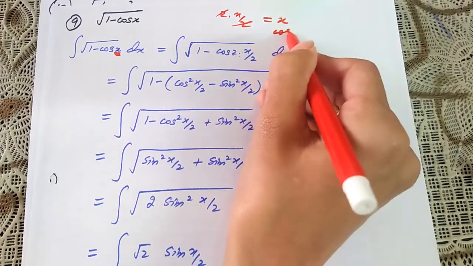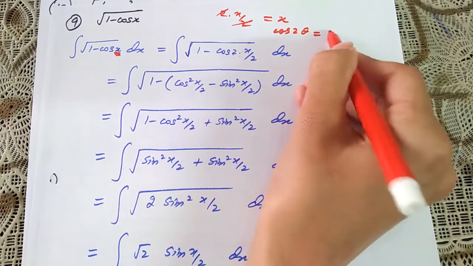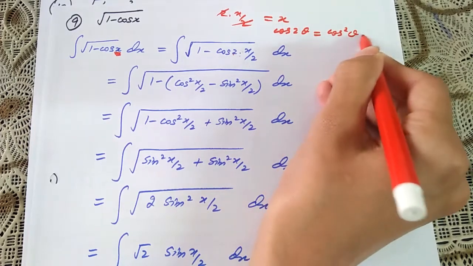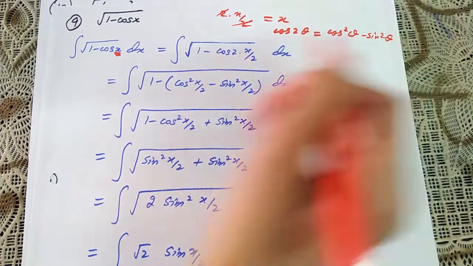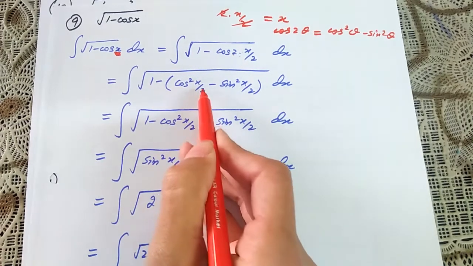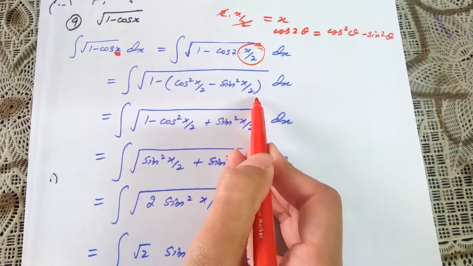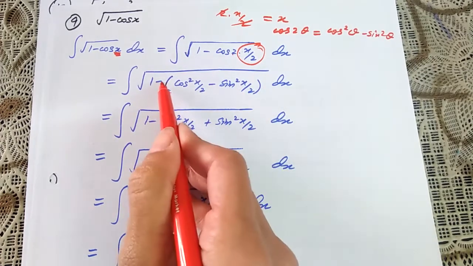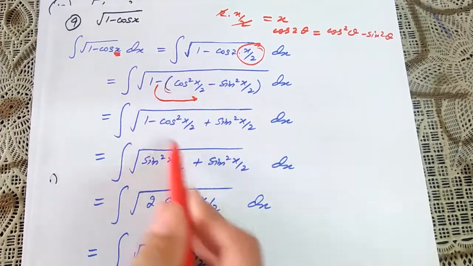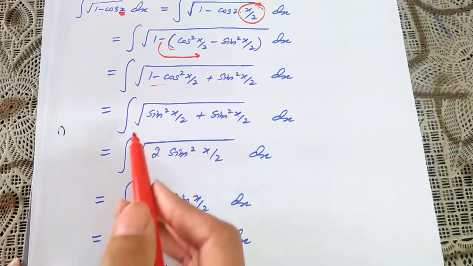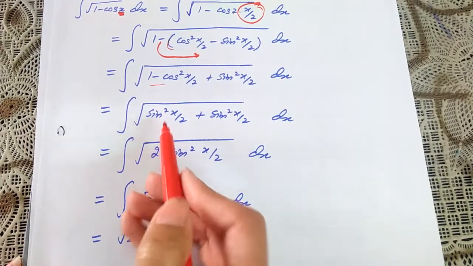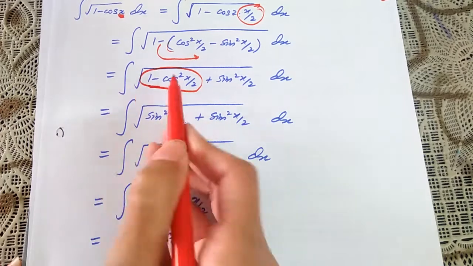We know very well that cos 2 theta is equal to cos square of theta minus sine square of theta. So just replace it with cos square x by 2, because the angle here is x by 2, minus sine square of x by 2. Open this bracket and apply this minus sign inside. We'll get this equation. Now simplify this 1 minus cos square of x by 2.